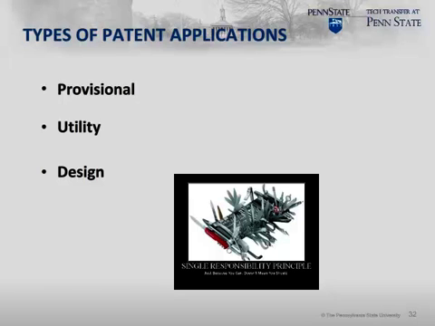Utility versus design. In general terms, a utility patent protects the way an article is used and works, while a design patent protects the way an article looks. Both design and utility patents may be obtained on an article if invention resides both in its utility and ornamental appearance. The term of a design patent is 14 years from the date of grant.